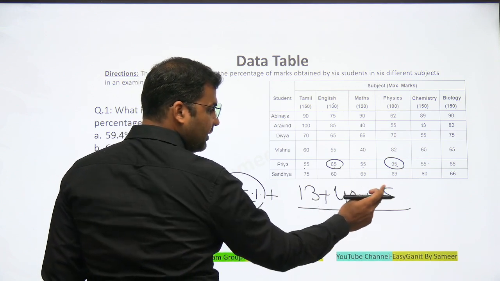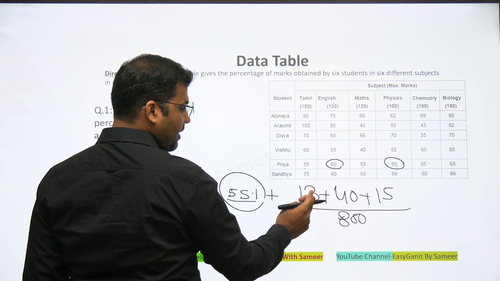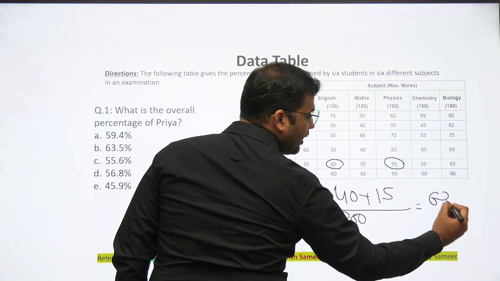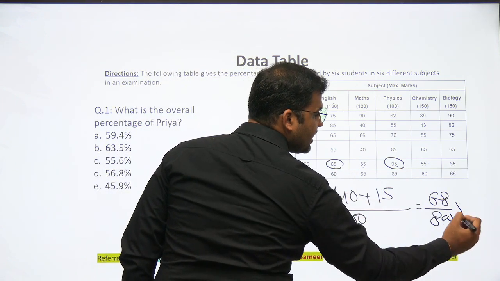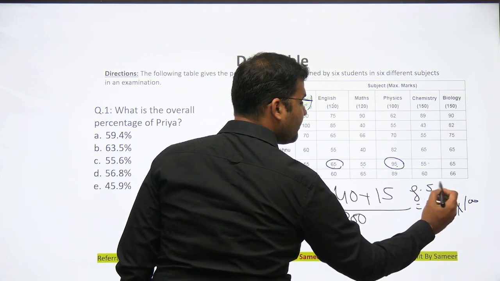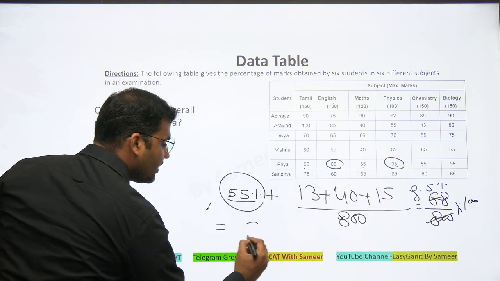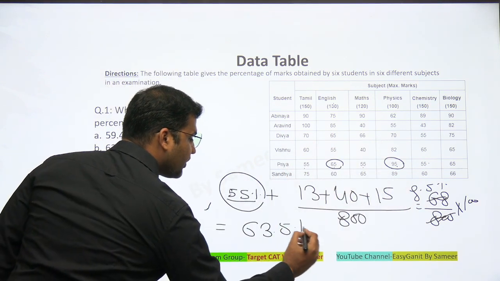Now you see that 40 plus 15, 65 plus 13. Sorry, 55 plus 13 is 68. Now 68 as a percentage of 800 is 8.5%. Now 55% plus 8.5 extra will give you the answer as 63.5%.